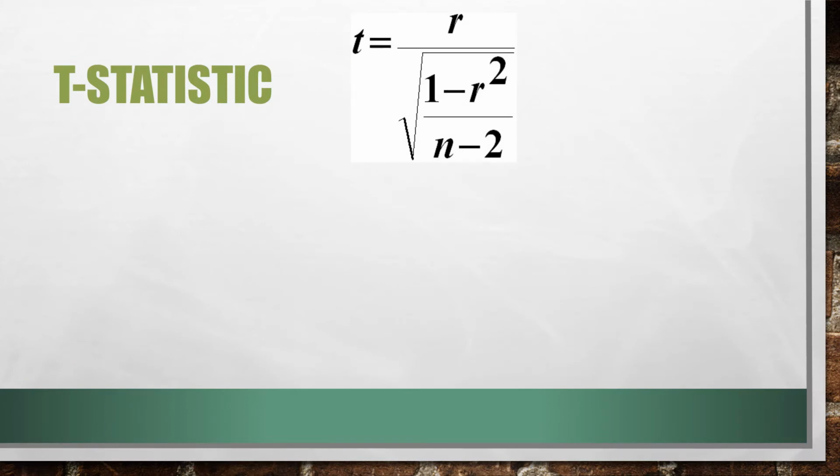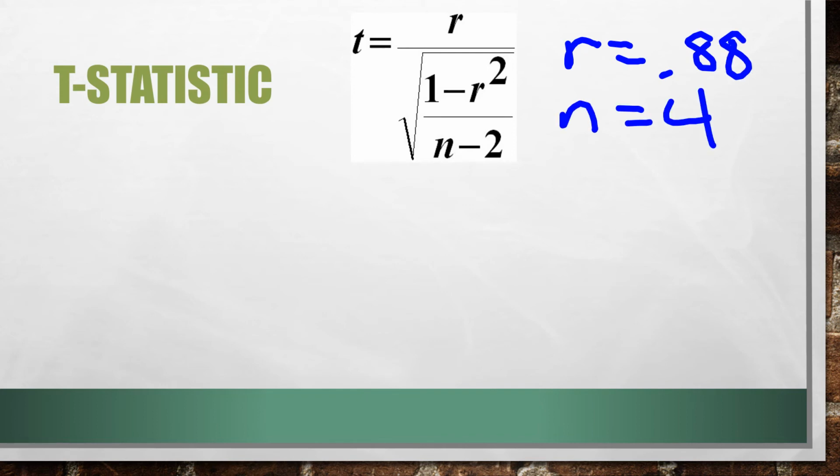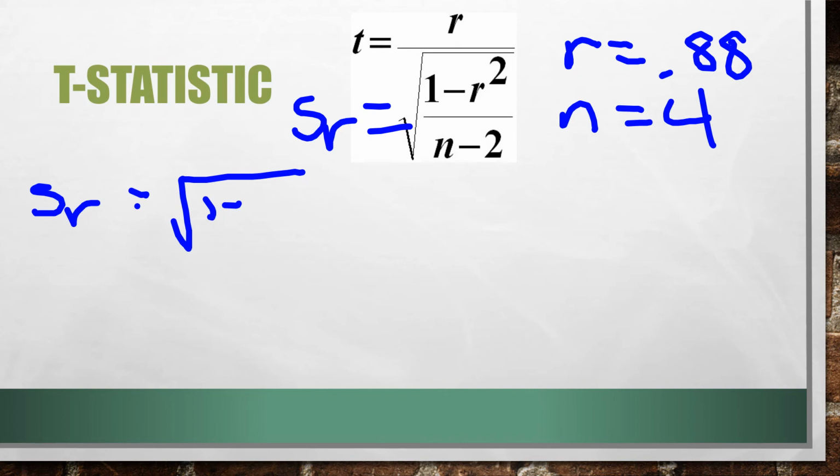Alright, now I'm going to go over the example and find the t-statistic for our example. So remember, r equals 0.88. Our n was 4. And I'm going to find the bottom, the standard error, first. So I'm just going to call that SR for standard error of r. So SR equals the square root of 1 minus 0.88 squared over 4, because that's our n, minus 2.